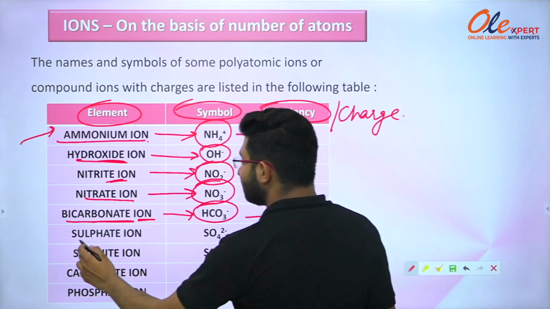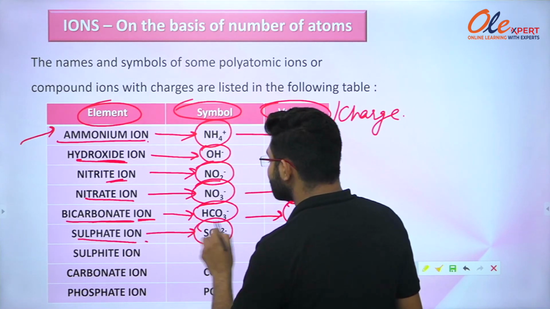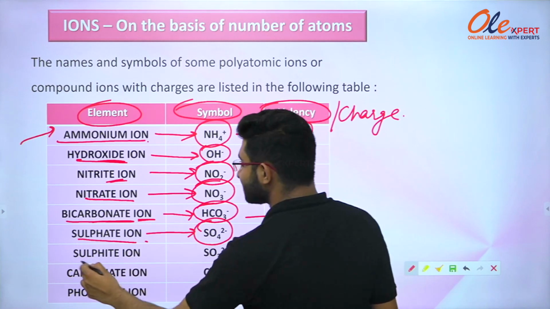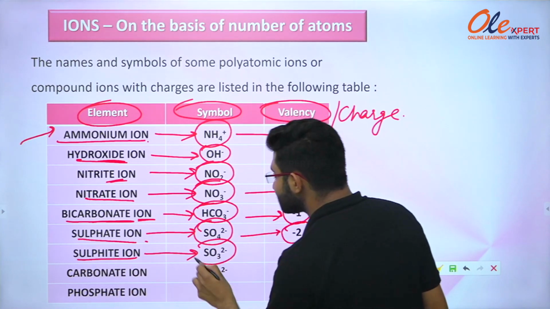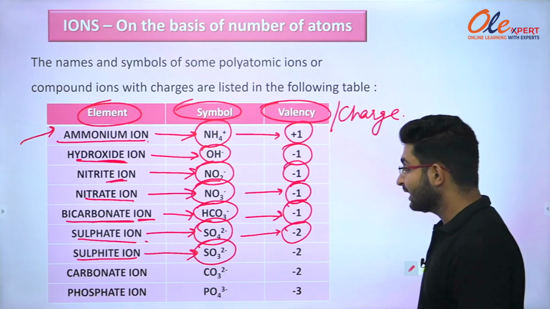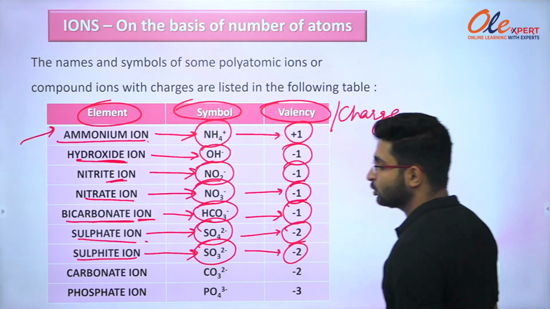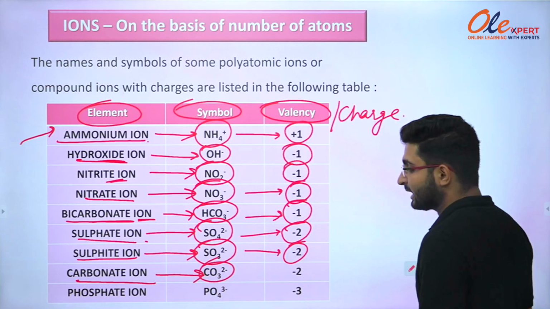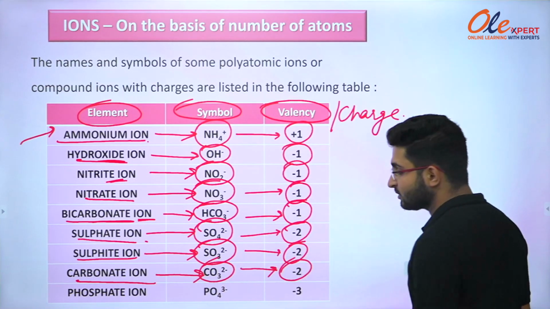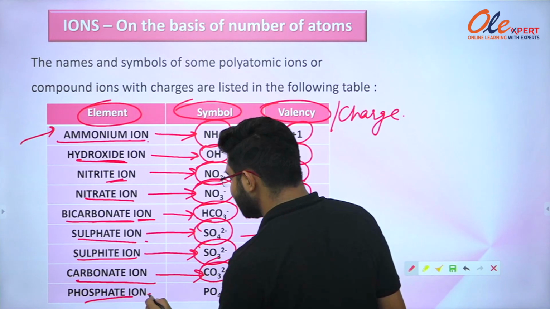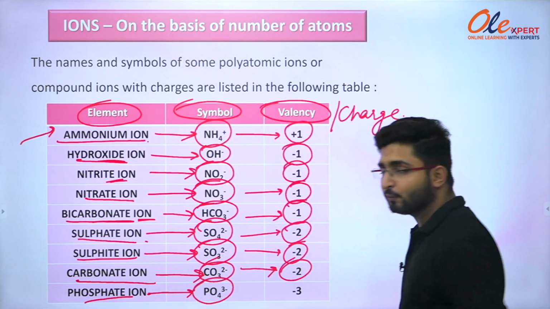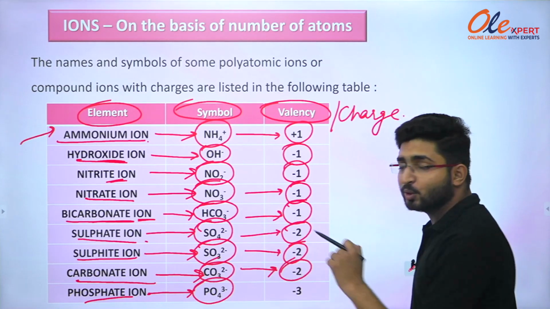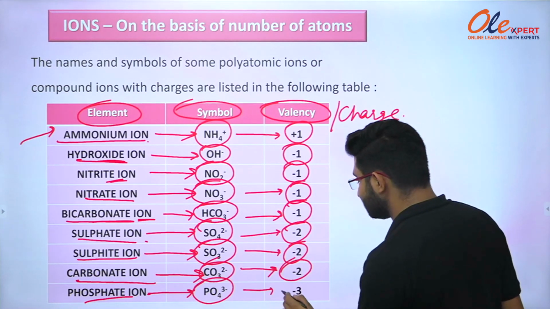The next one is sulfate ion. Its symbol is SO4 2 negative and its valency is -2. The next one is sulfite ion and its symbol is SO3 2 negative and the valency is -2. The next one is carbonate ion. Its symbol is CO3 2 negative and its valency is -2. The last one is phosphate ion. Its symbol is PO4 3 negative. Always remember that the phosphate ion symbol is PO4 3 negative and its valency is -3.